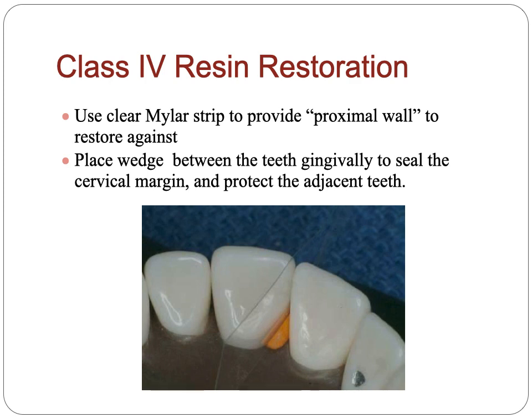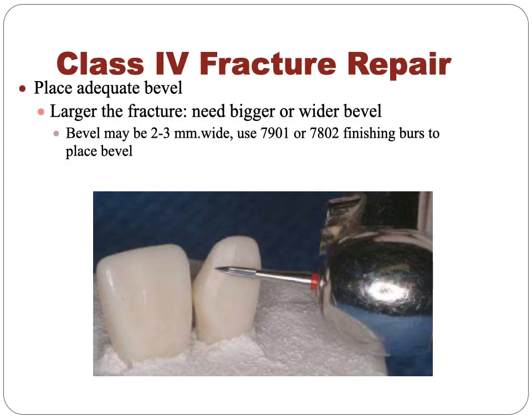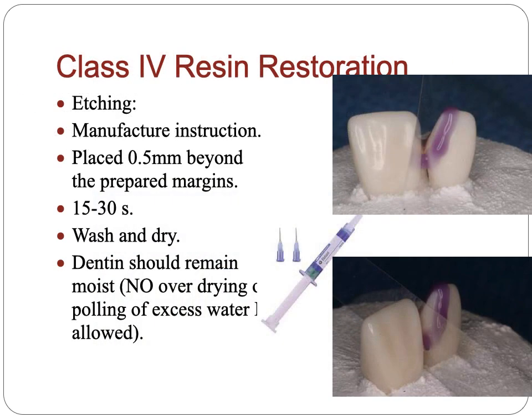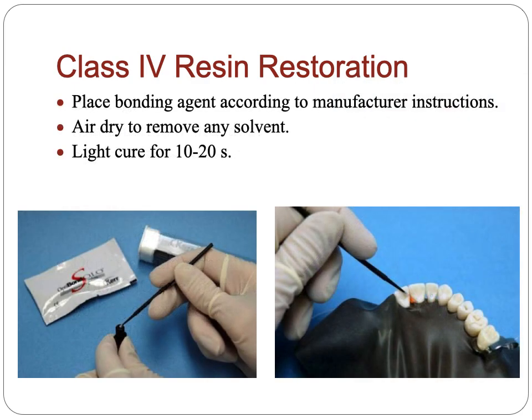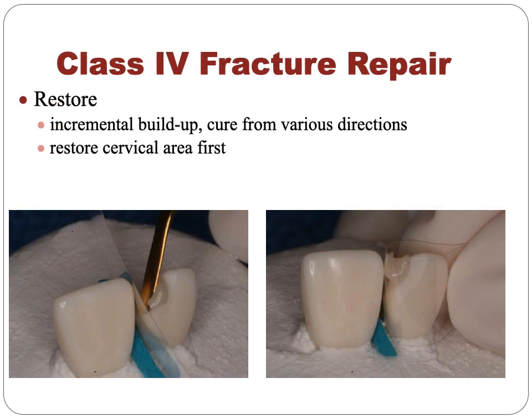We will use the same Mylar strip and wedge for class 4. Usually we need to place an adequate bevel, and this bevel, as we said before, could be very wide in class 4 compared with class 3. We usually use a finishing bur like the flame-shaped bur to place our wider bevel, and that can extend between 0.25 to 3 millimeters. After that, we will start our etching, the same steps, same time according to the manufacturer's instructions. Then we will place our bonding agent, also according to the manufacturer's instructions.